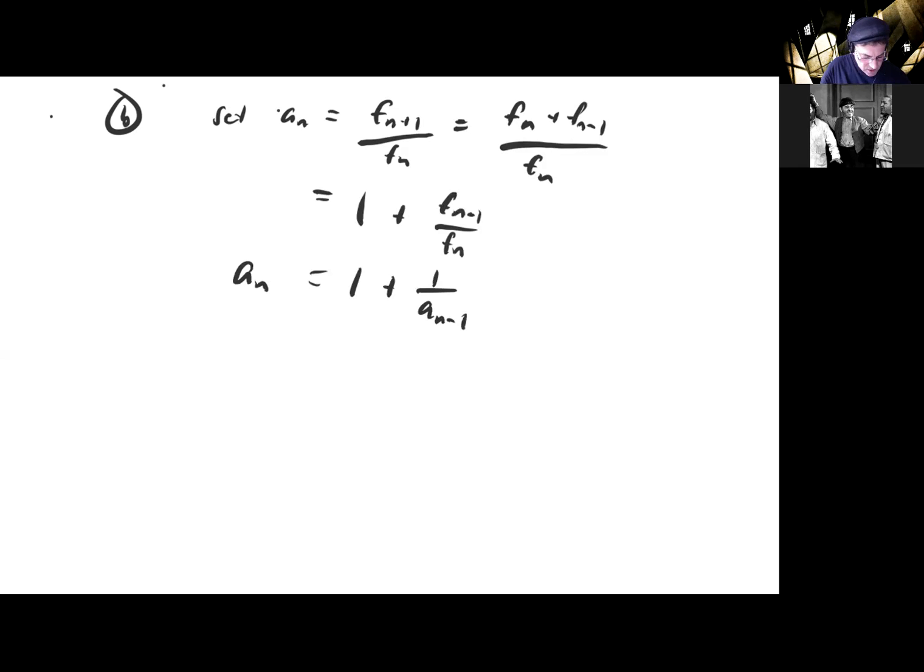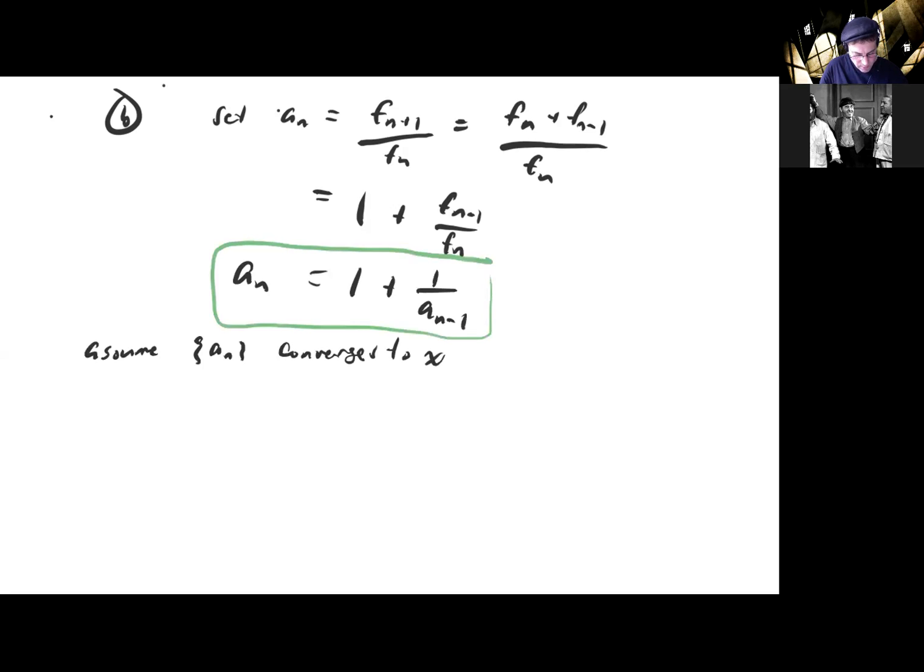Now, it says assume the sequence a sub n converges. So let's assume a sub n converges to some x. Okay, so what does that mean? Well, what happens to this boxed equation? Let's take the limit as n goes to infinity. The left side, the limit of a sub n, is x, and the right side is the limit as n goes to infinity of 1 plus 1 over a sub n minus 1.